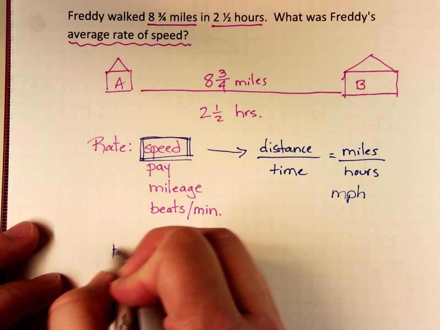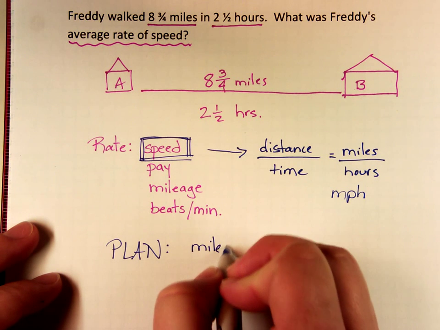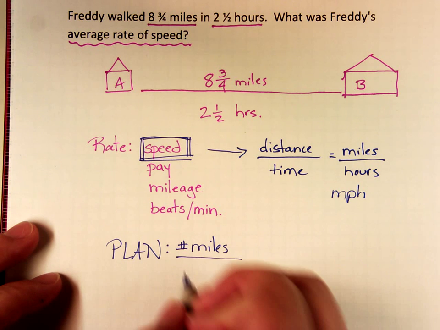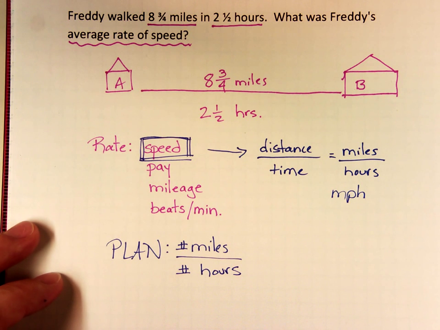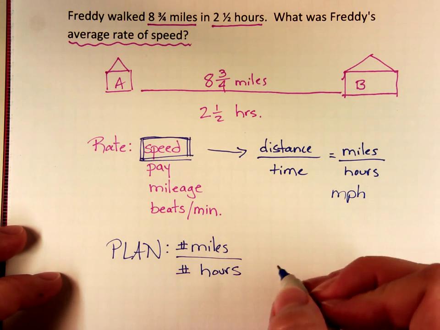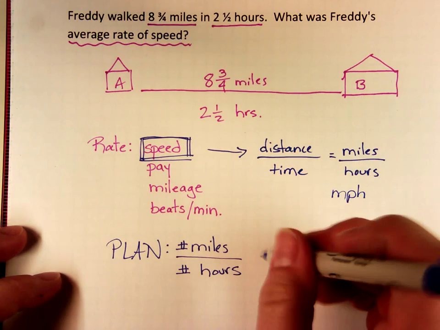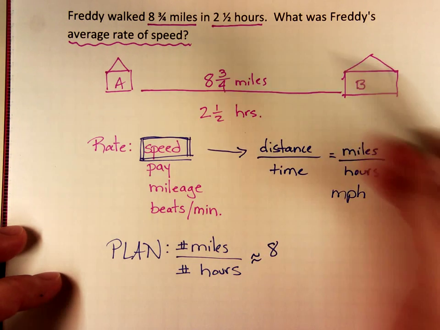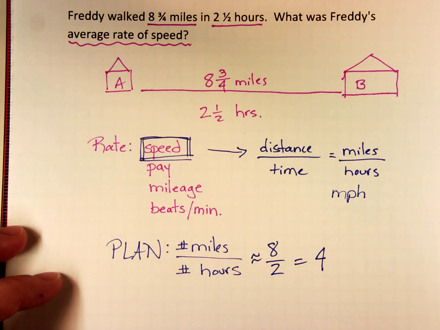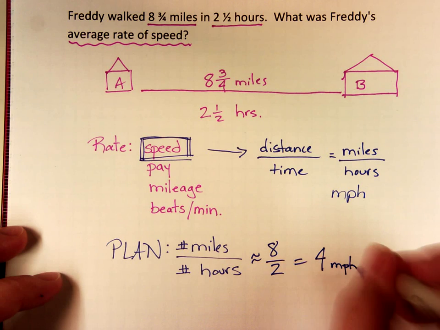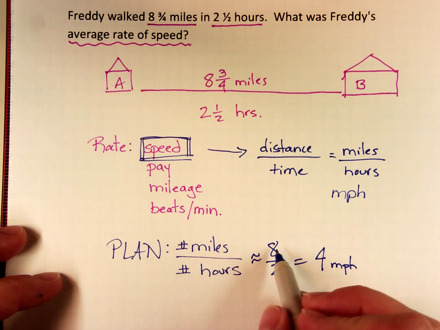So my plan is going to be simple. I'm going to put the miles on the top. I'm going to put the hours on the bottom. So let's get a quick estimate before we begin our solving. Miles, I have 8 3/4. I'll just take the whole number, 8. Hours, again, just take the whole number, 2. My estimate is going to be about 4 miles per hour. I think that Freddie's average rate of speed is 4 miles per hour. That's 8 miles divided by 2 hours.